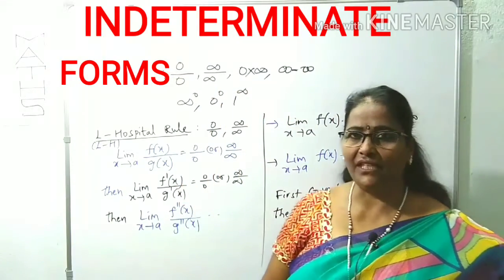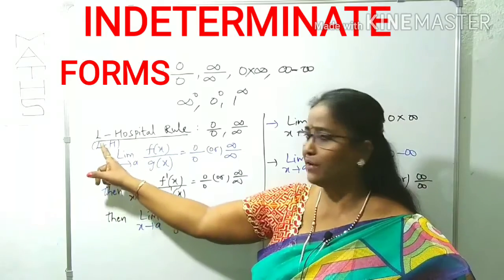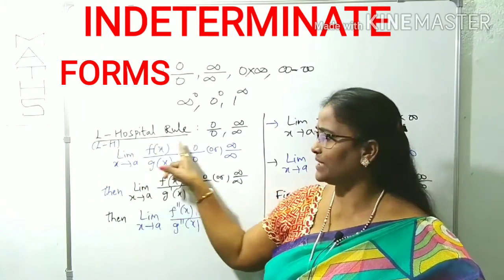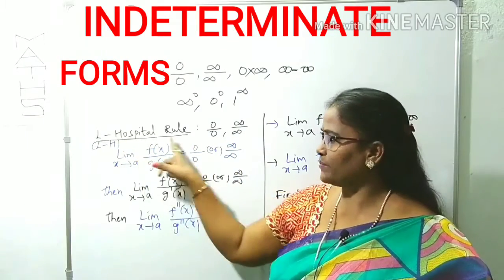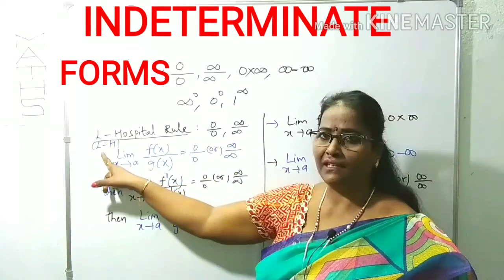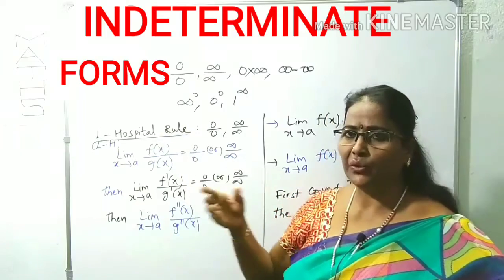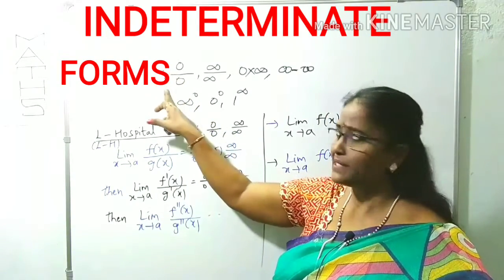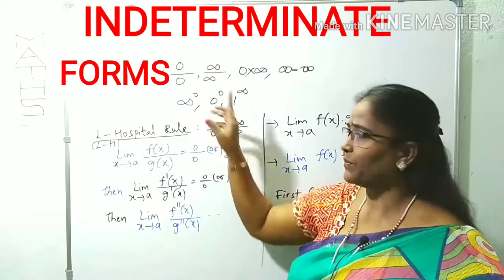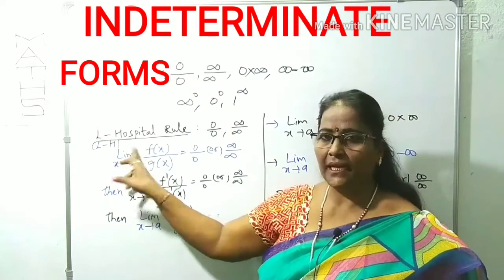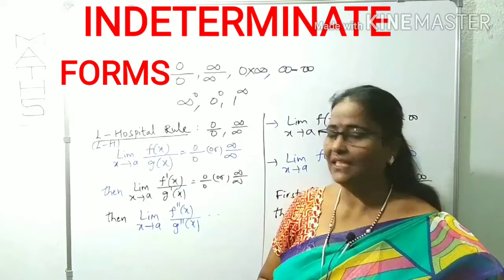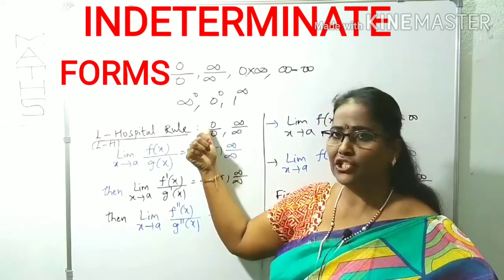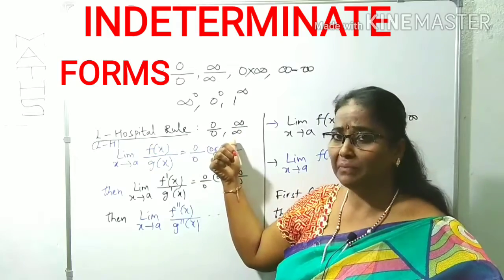For that, first of all, you have to know one rule, which I have written here. That rule is called L'Hospital rule. L'Hospital rule, in short form you can call it LH rule. When can we use LH rule? When the indeterminate form is in the form of 0 by 0 or infinity by infinity, we have to use LH rule. That is when we can apply LH rule: when it is 0 by 0 or infinity by infinity mainly.